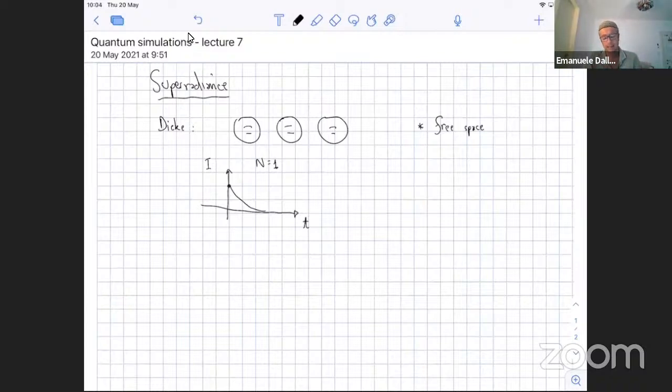Now, if you put in n atoms, naively one would say you should have the same phenomenon, just multiplied n times. If you have n independent atoms that spontaneously emit, what you will see is the same phenomenon. The time scale is going to be the same, but of course the intensity will be much higher. So the intensity is going to be proportional to n, but the time scale is the same. If this time scale was kappa, then we have the same time scale, kappa. This would be the case of uncorrelated spontaneous emission from n atoms. It's quite trivial.